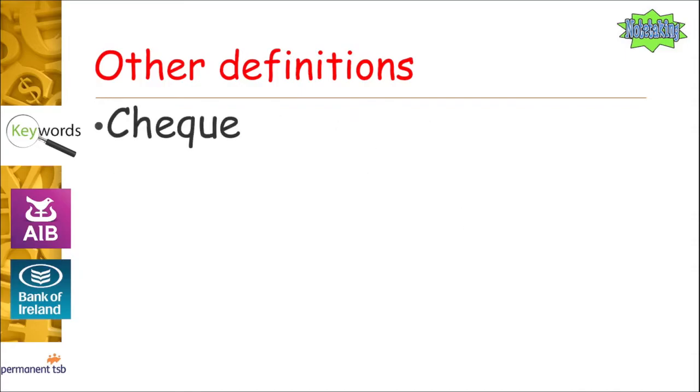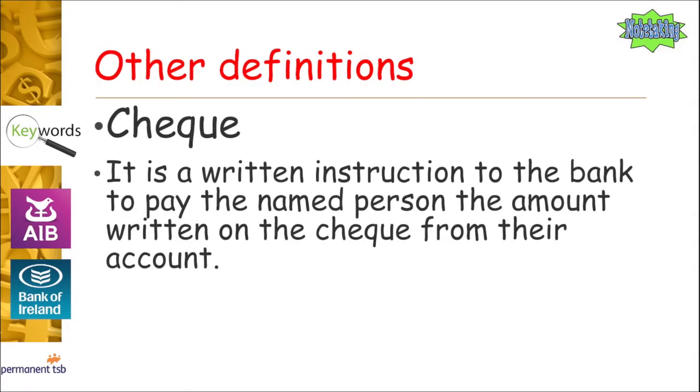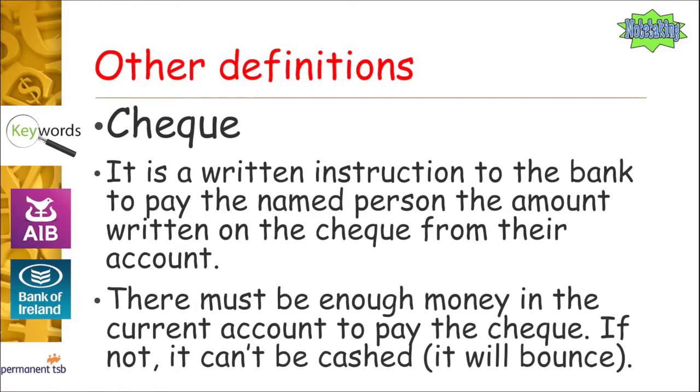What is a cheque, do you think? Well, a cheque is a piece of paper and it's a written instruction to the bank to pay the named person on the cheque the money from their account. So on the cheque, it's a piece of paper and you write to pay a named person. For example, if I was given a cheque, it would say pay Mr. Doyle whatever amount it says on the cheque.